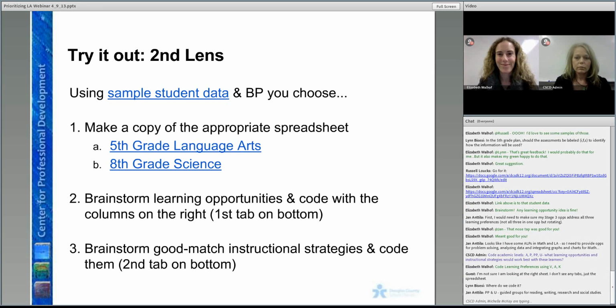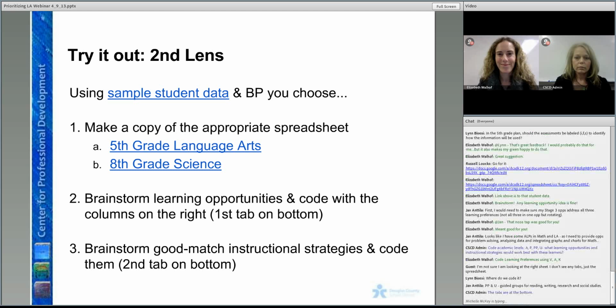If you're having trouble seeing the tabs at the bottom, you might want to do a command minus or a control minus. That'll just shrink the spreadsheet a little bit and should hopefully make those tabs show up for you.